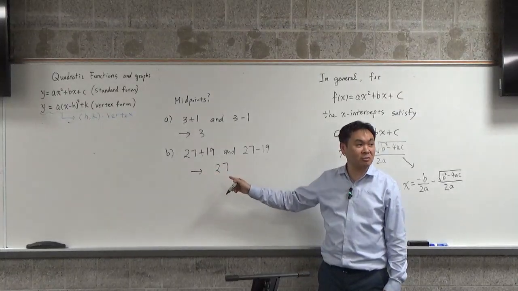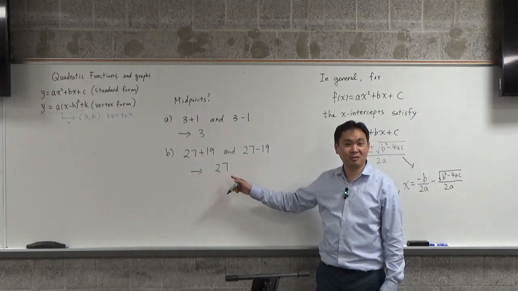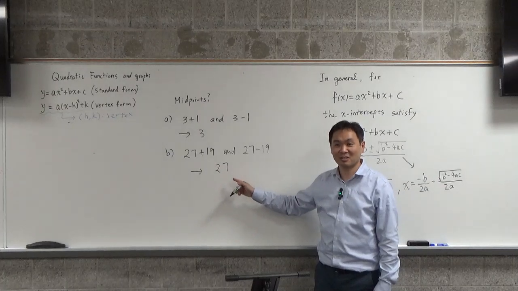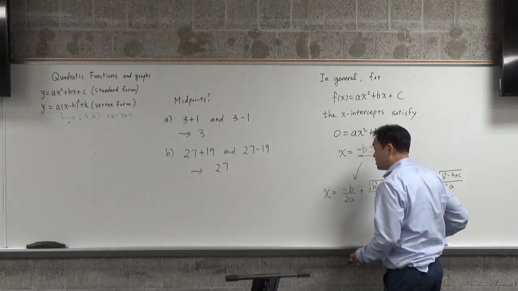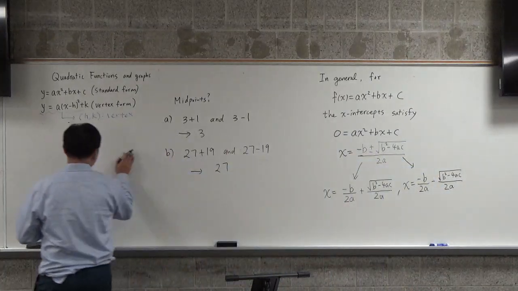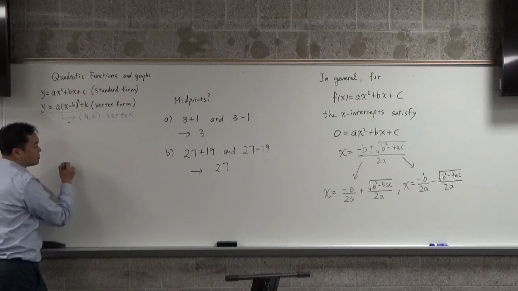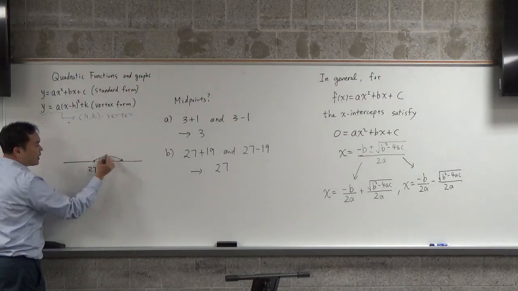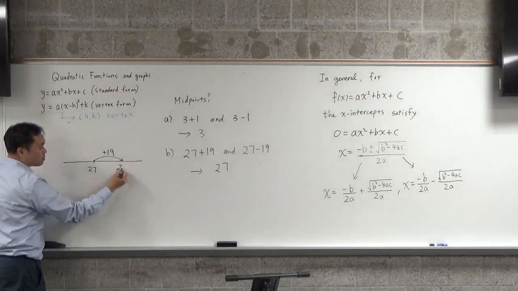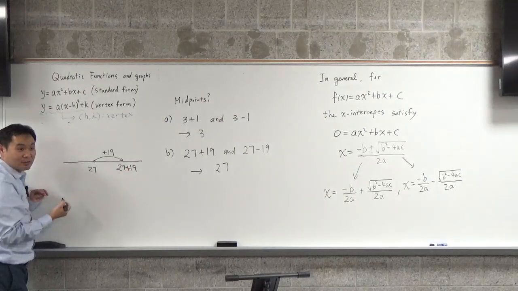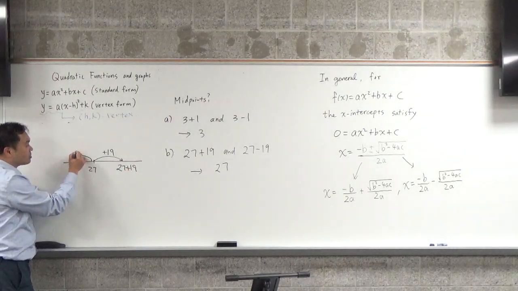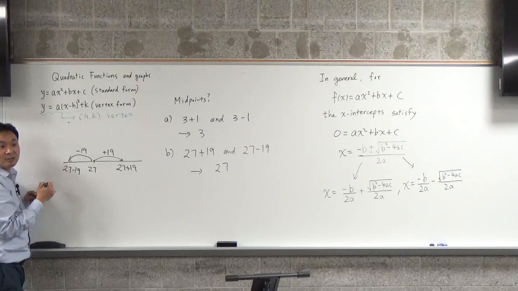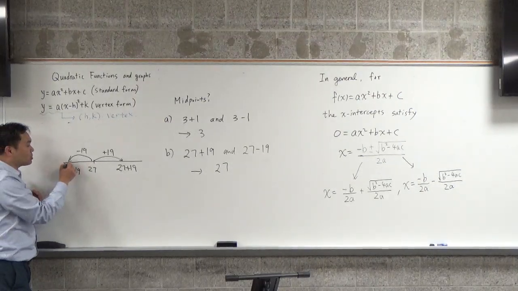Do you need some explanation of why, or is this okay? Not if you understood. Okay, if you didn't understand, do this. Okay, some people are doing that, so let me try to explain. So if you put these on the number line, here's 27, and then if you add 19, this point will be 27 plus 19. Yes? And if you subtract 19, this point will be 27 minus 19. Yes? Okay, so what's the midpoint of these two?